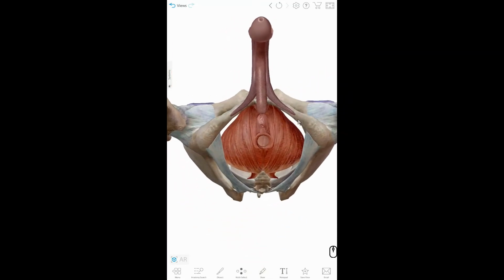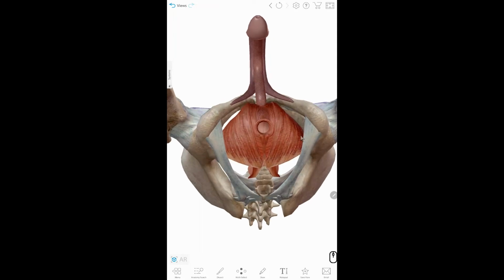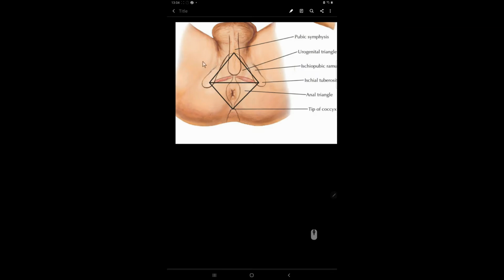So repeating, the anterior boundary is formed by the pubic symphysis, the anterolateral boundary by the ischiopubic ramus, laterally by the ischial tuberosity, posterolaterally by the sacrotuberous ligament, and posteriorly by the tip of the coccyx. Coming to the superficial boundaries, superficially the perineum is defined as the region bounded anteriorly by the scrotum, laterally by the medial aspect of the upper thighs, and posteriorly by the buttocks.